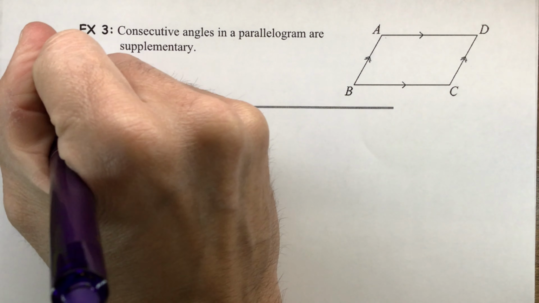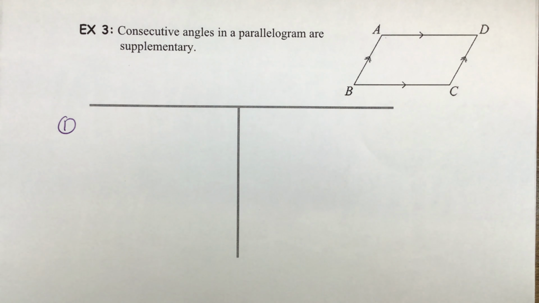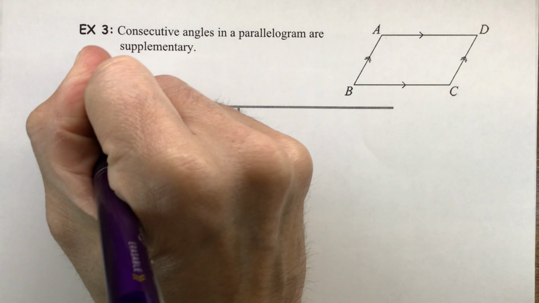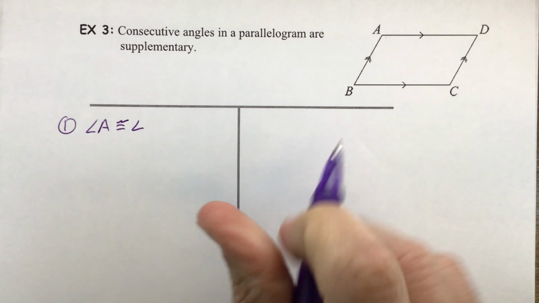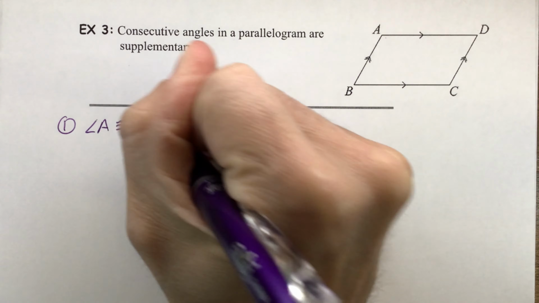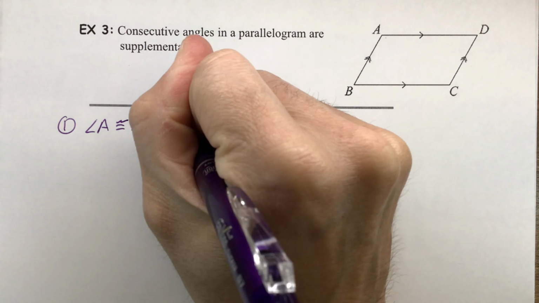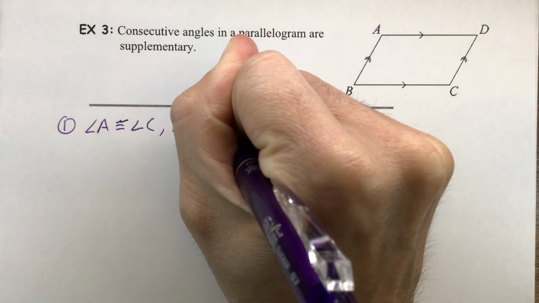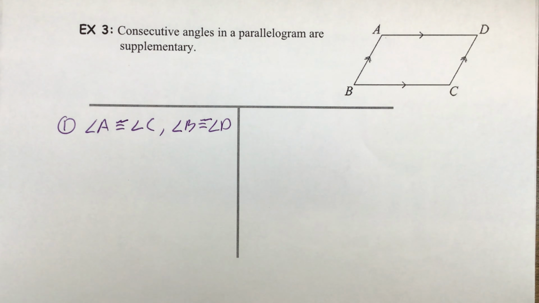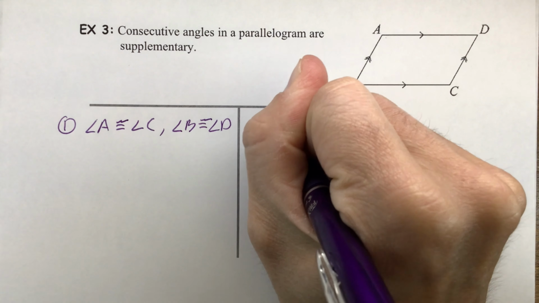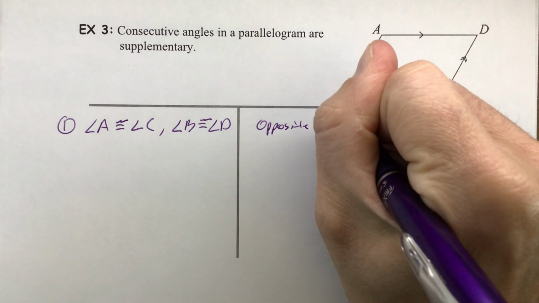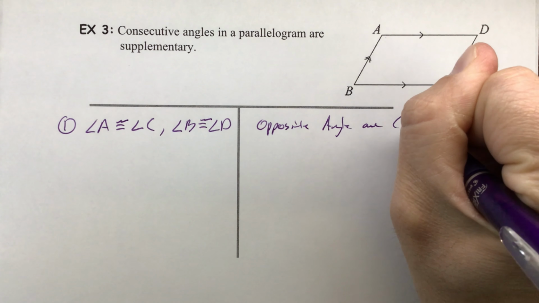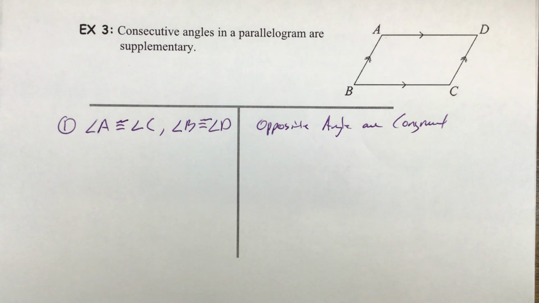All right, for step 1, what I'm going to do is refer to the very last proof we did, which is that opposite angles are congruent. Okay, angle A is congruent to angle C, and angle B is congruent to angle D. We just proved that. Opposite angles are congruent, at least for a parallelogram, which of course is the shape that we're looking at.